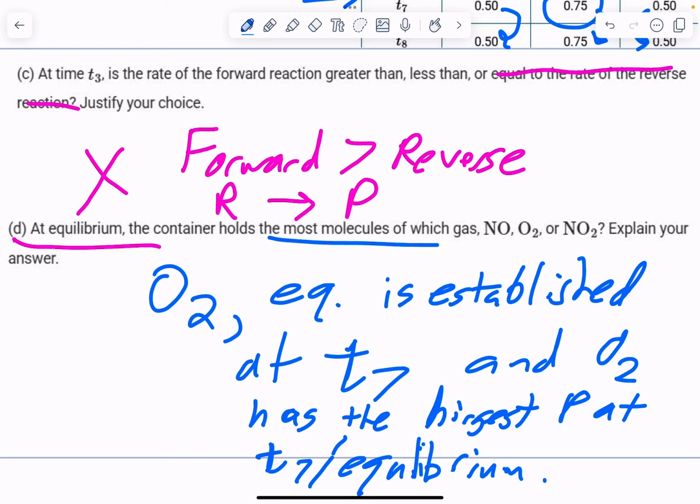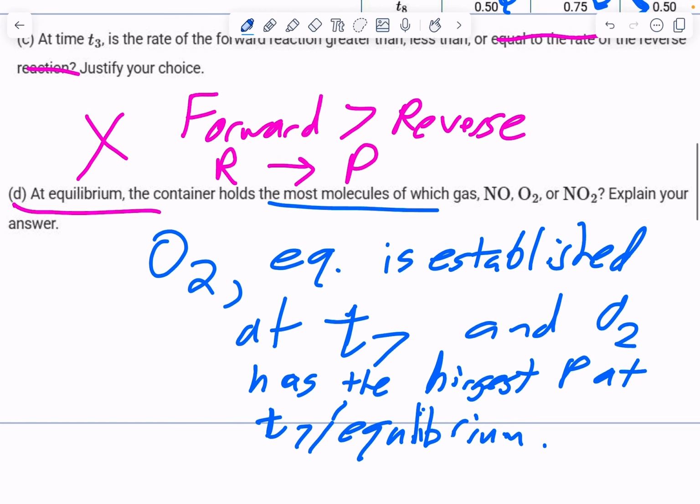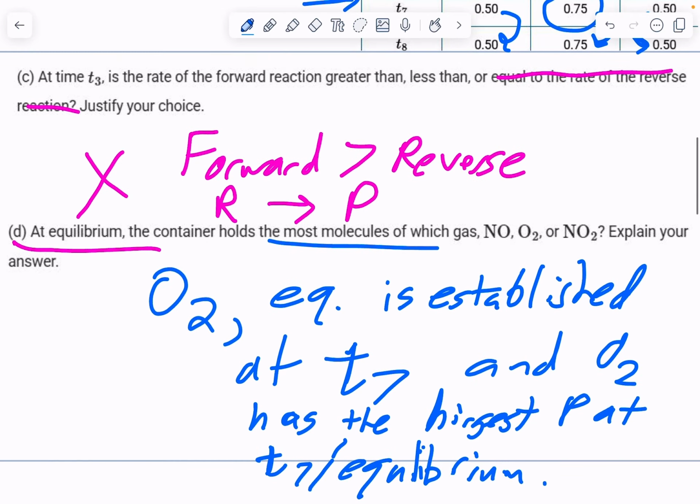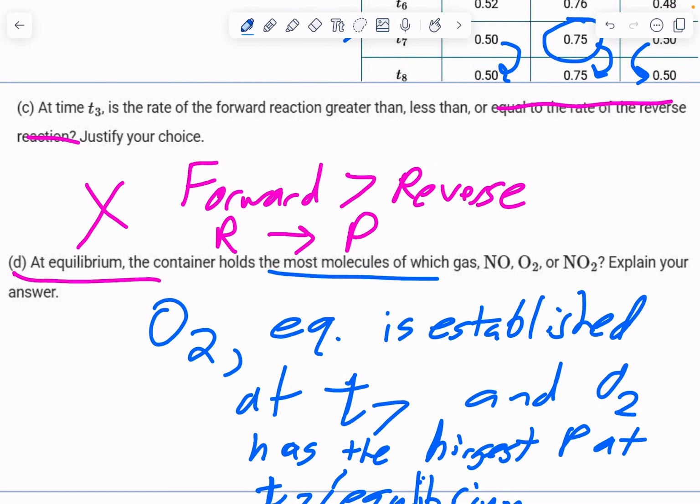And that should be good enough to answer that question. So once again, making sure it looks nicer than the way I'm writing it. But that is the basic idea of what answers we're looking for. So at equilibrium, it was oxygen, and at T3, forward was greater than the reverse reaction.